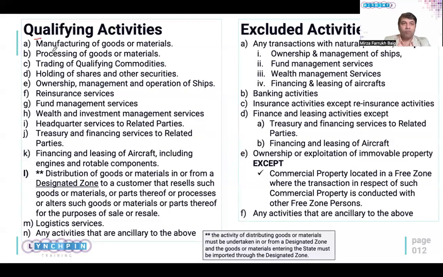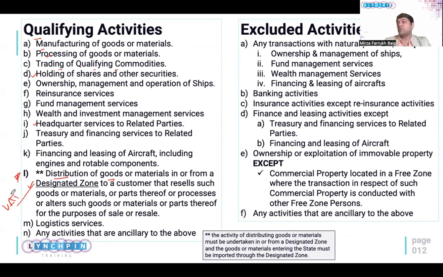Most common one would be manufacturing, processing, trading of qualifying commodities. Then we also have head office services. We can also have companies which are just holding companies. Then we also have a very important activity which most of us are familiar with, which is the distribution of goods. The distribution of goods, if it is conducted from a designated zone, is very important to understand. This is the same concept of designated zone which is applicable on VAT. The common examples could be JAFZA, Hamriyah Free Zone, SAIF Zone.